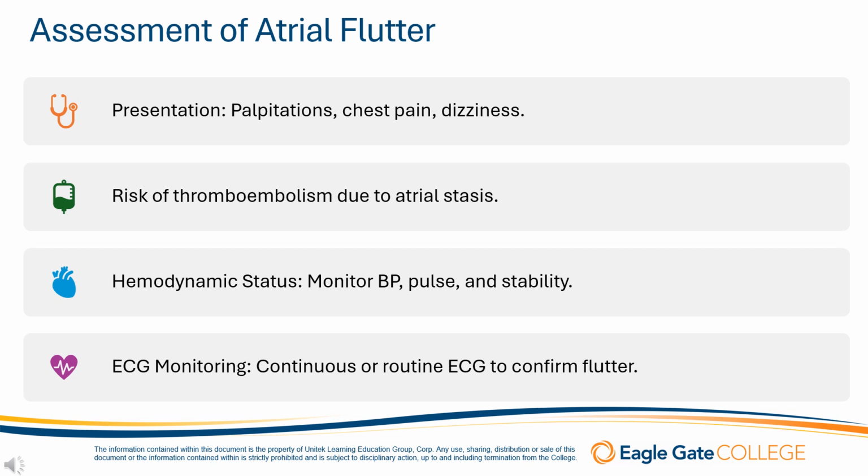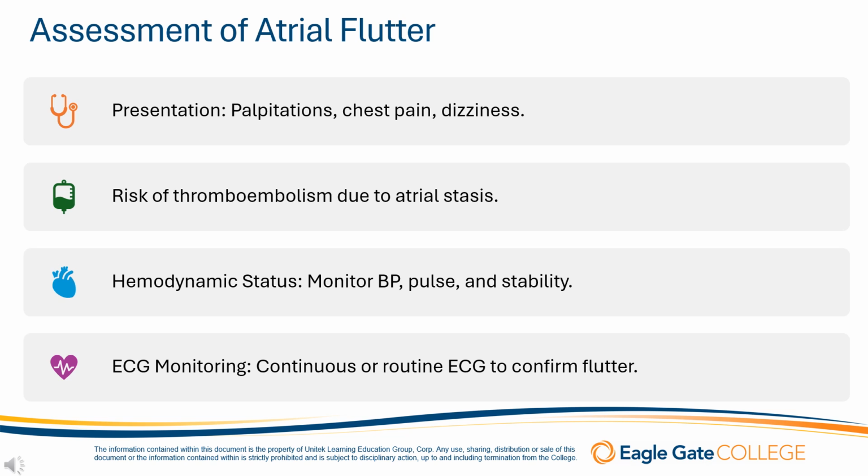Atrial flutter increases the risk of thromboembolism. The rapid and ineffective contractions of the atria lead to stasis of blood, particularly in the left atrial appendage. This stasis can result in thrombus or a clot. If a thrombus dislodges, it can travel through the bloodstream and cause an embolic event, such as a stroke or systemic embolism. Blood stasis in the atria promotes clot formation, increasing the risk of embolic events. A significant concern is a stroke. Anticoagulation therapy may be required to mitigate this risk.